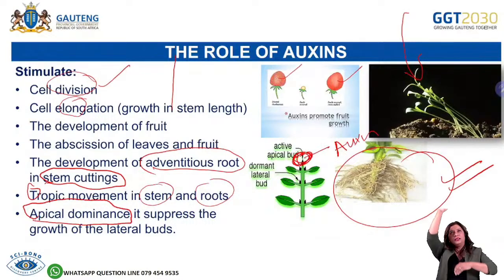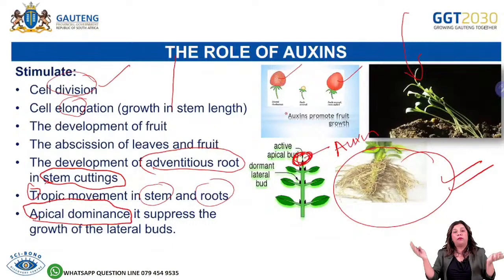Because the auxins are on the top and not on this side, what's going to happen? It's going to suppress the growth laterally, on this side. So apical dominance means that because of the auxins, the plant is able to go straight up for maximum sunlight. So that is the role of auxins. It's quite interesting, and it's not something that you can forget. Please don't forget this. They are everyday examples. Write down the examples so you can remember.